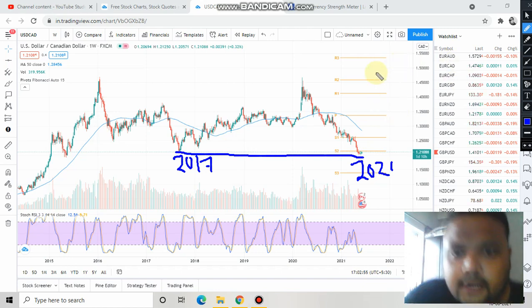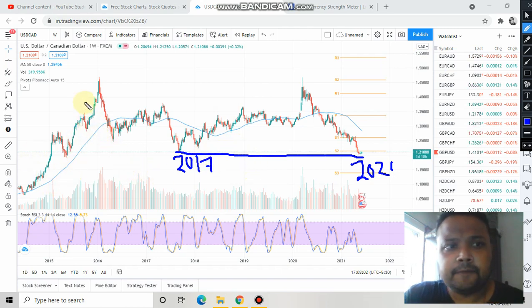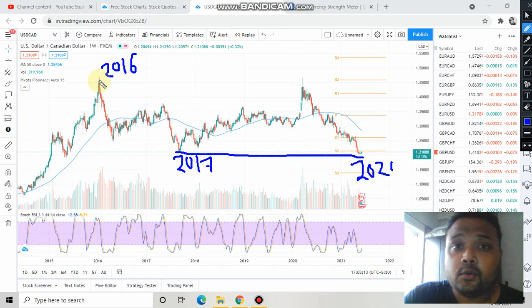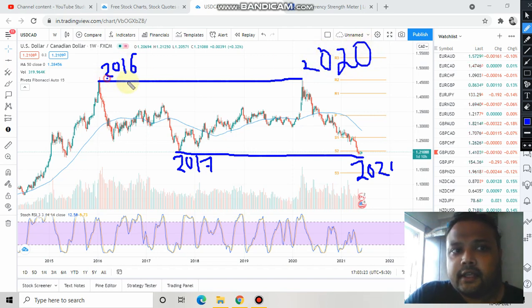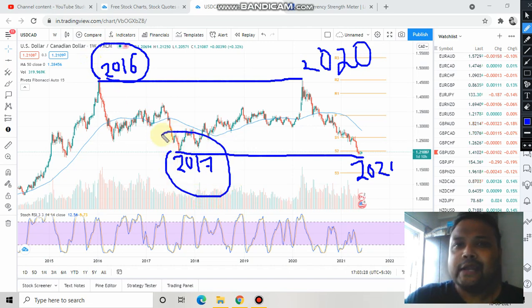On the other hand, if you're thinking why this level is important, I have shown in my previous videos that when market was very much bullish in the year 2015-16, market fell from this particular point. This resistance belongs to the year 2016, and when market went up again in the year 2020, market faced the same resistance. So if this resistance from 2016 is valid, then support is also valid.